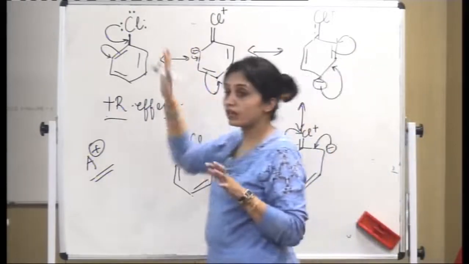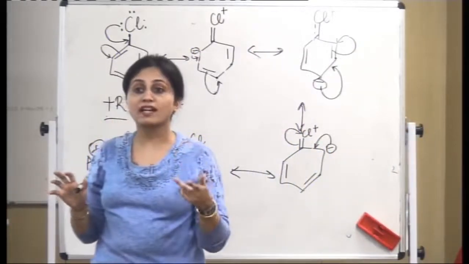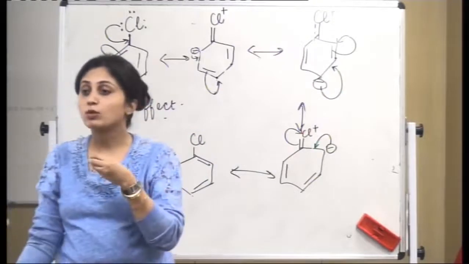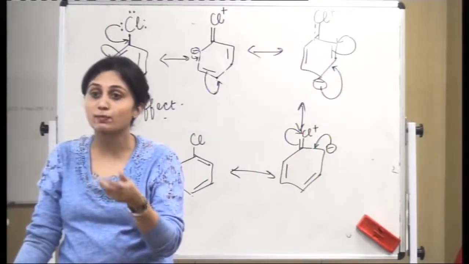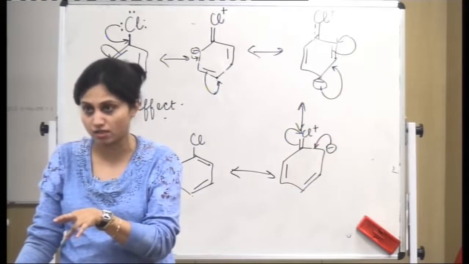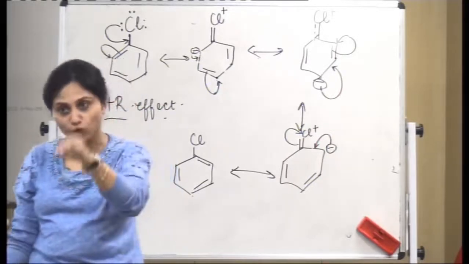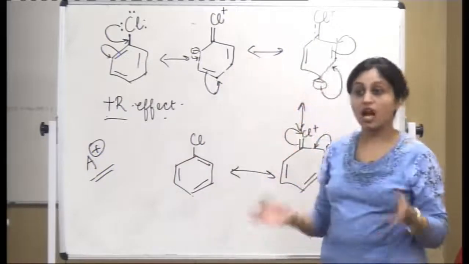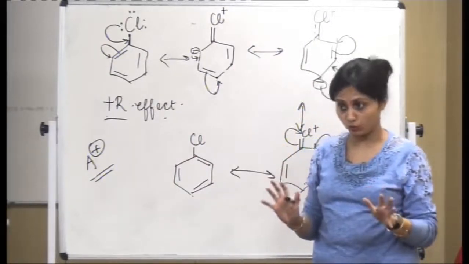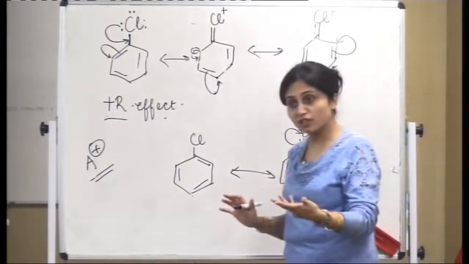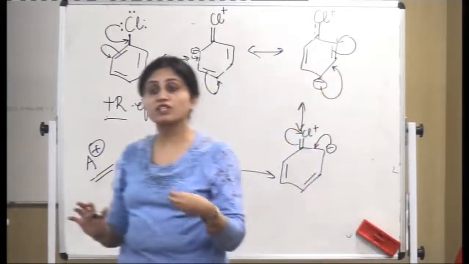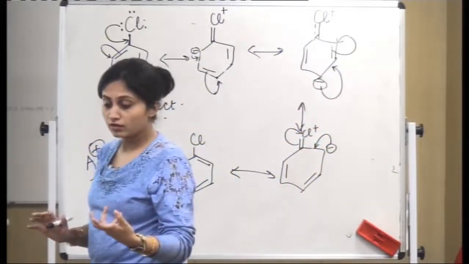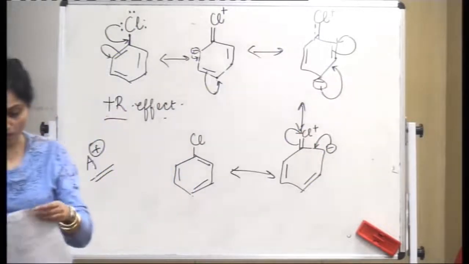That is why your haloarenes are ortho para directing in nature. Whenever we say ortho para directing, that means they are ortho para directing for electrophiles. And if by chance a nucleophile is generated, where will it go? To meta. Generally, with most of our reagents, we generate electrophiles. I'll just give you an example of that. Did you understand this?